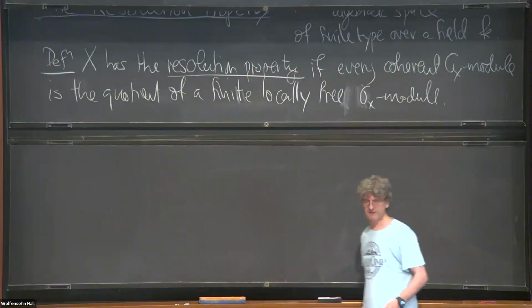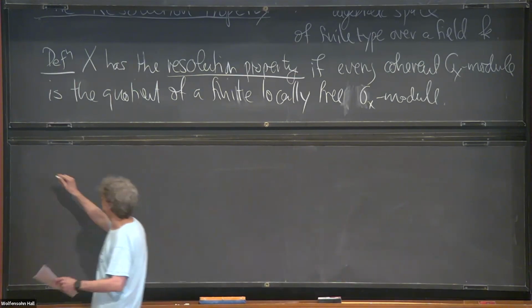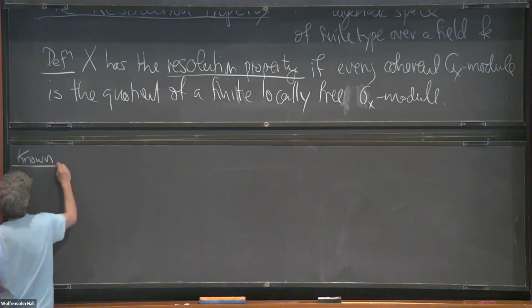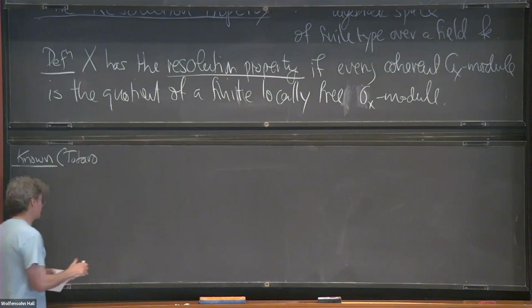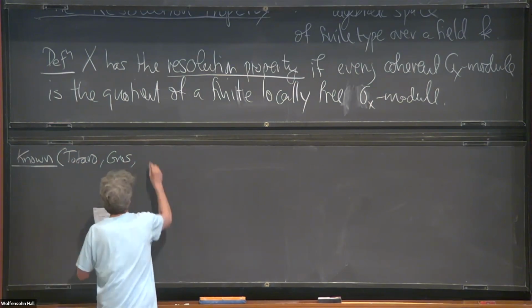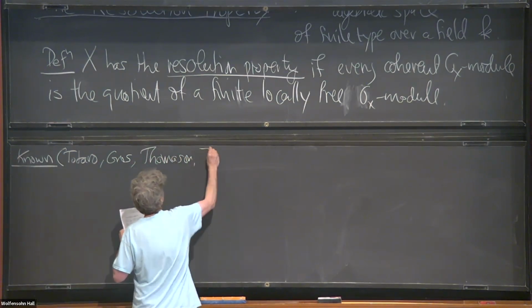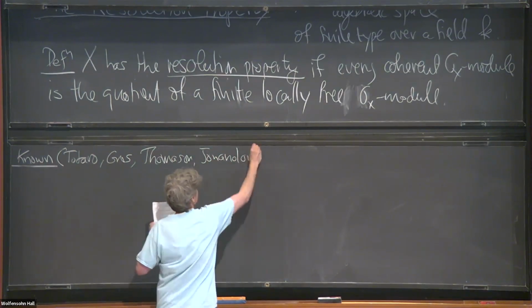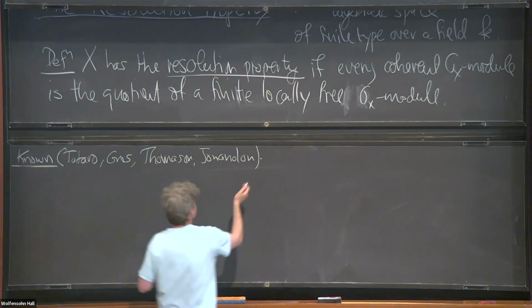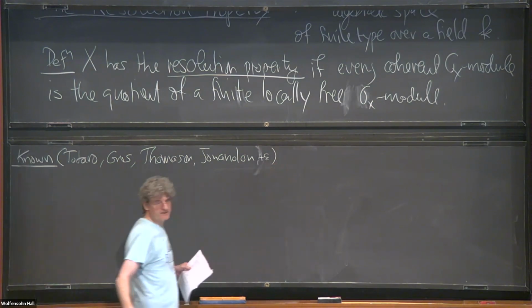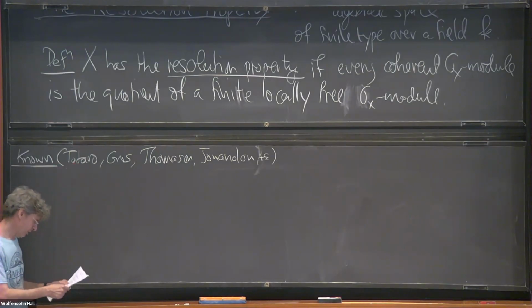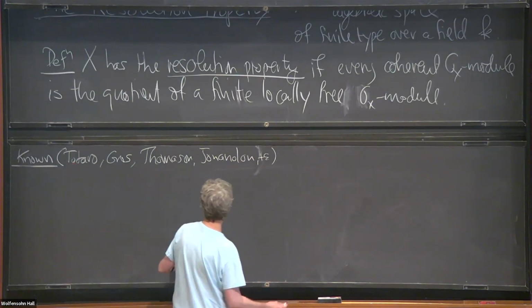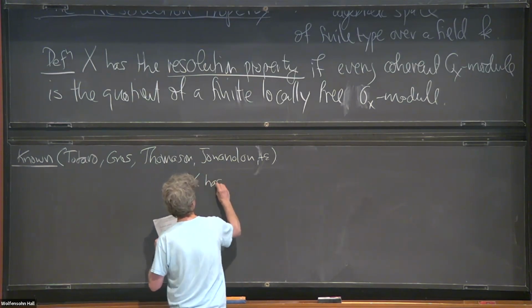Now I was going to tell you a few known things, and they're new to many people. And I love this paper by Totaro about this material. And then it was work of Gross. It's also work by Thomason. And then to get this all to work out, you have to do plus epsilon. I have a blog, and the last blog post is about the epsilon, so you could look there. And so here are some known things. So X has the resolution property.